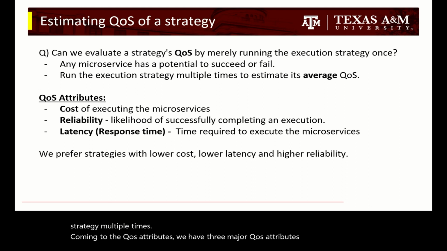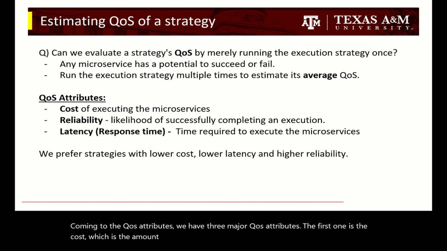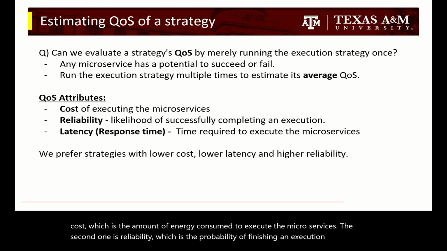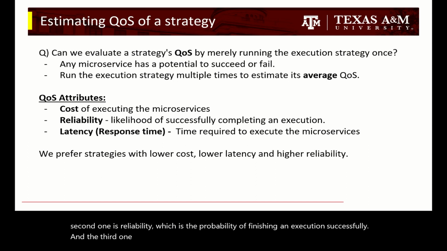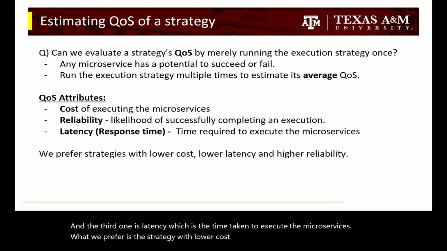The first one is the cost, which is the amount of energy consumed to execute the microservices. The second one is reliability, which is the probability of finishing an execution successfully. And the third one is latency, which is the time taken to execute the microservices. What we prefer is the strategy with lower cost, lower latency, and higher reliability, which is also known as trust.